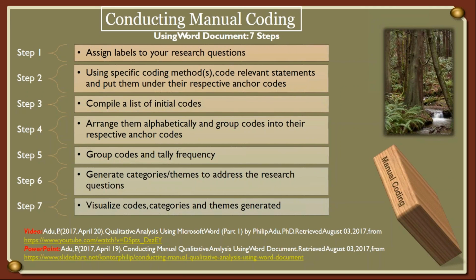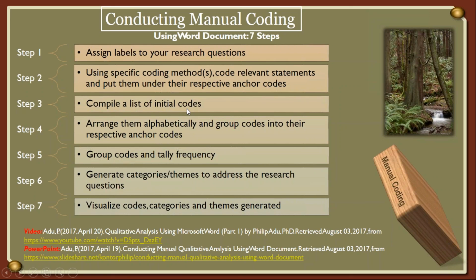So you always start with your research question. Your research question drives the study. After knowing which research question you want to address, you label the research question. We call it assigning an anchor code. Anchor codes are codes that are used to label your research question, right? So based on a research question, what label do you want to give to it? The essence of using the anchor code is helping you with the organization of the codes. So when you code, you know which anchor code you have to bring it under, right? So it just helps with the organization.